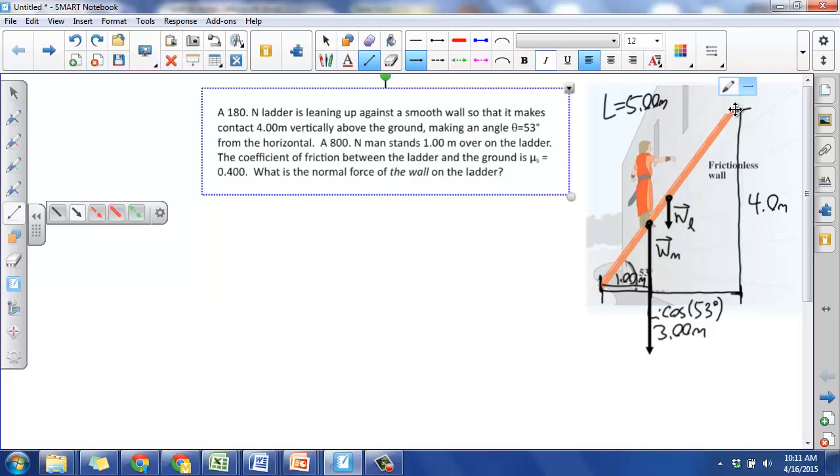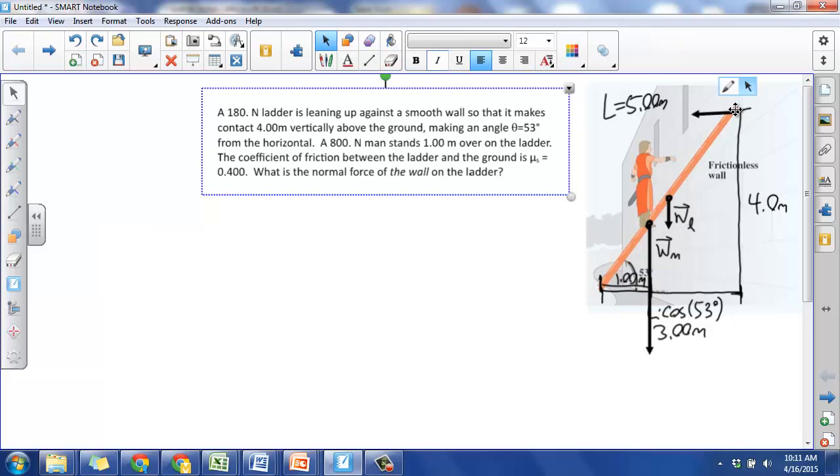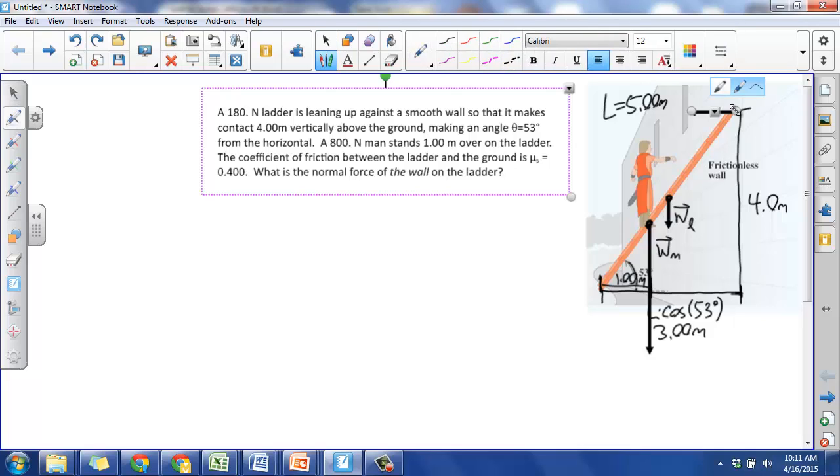Then we've got the normal force acting on the ladder. We don't know how big that is yet. That's the whole point. Make that straighter, because it's pointing straight out from the wall. This is the normal force by the wall, rather, on the ladder.